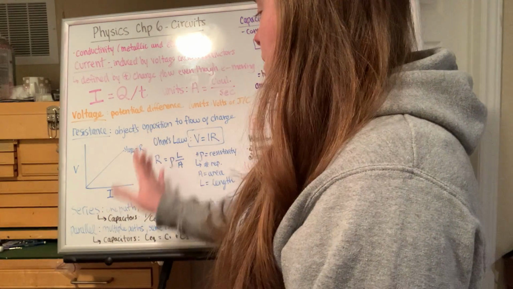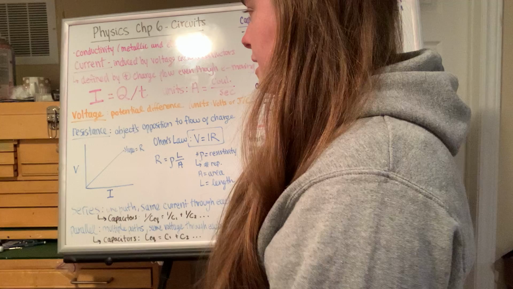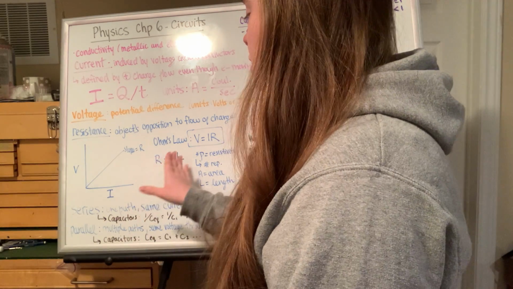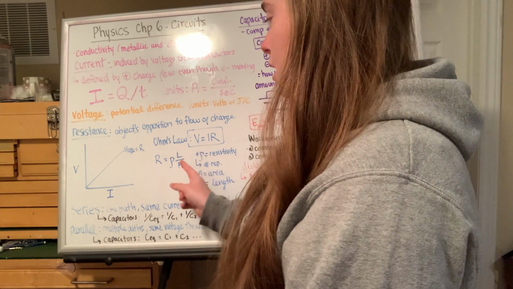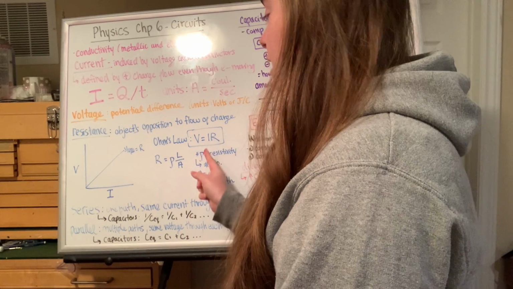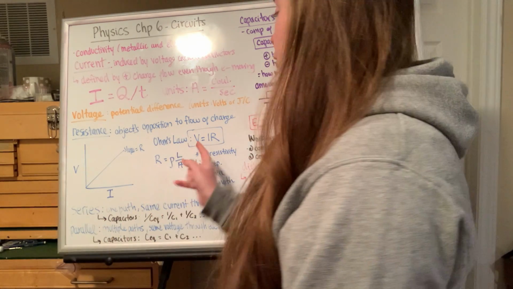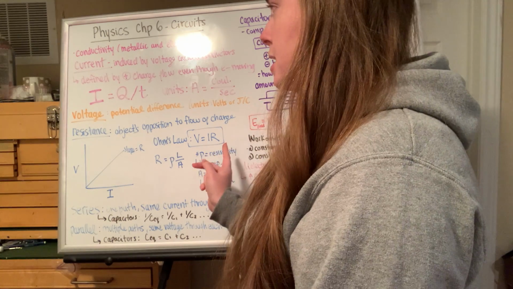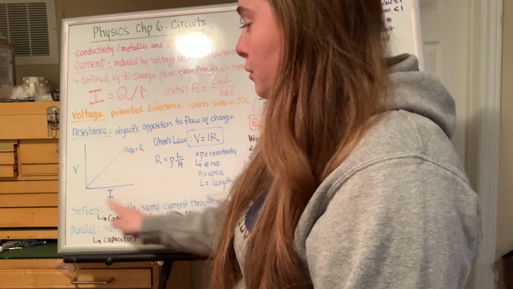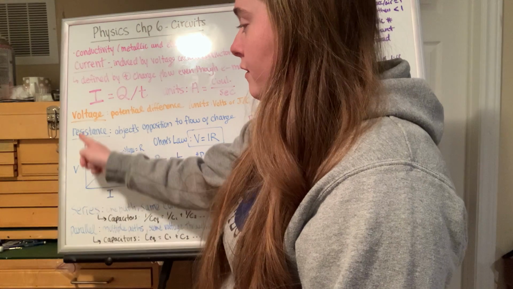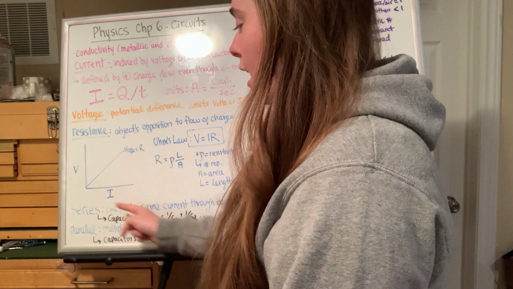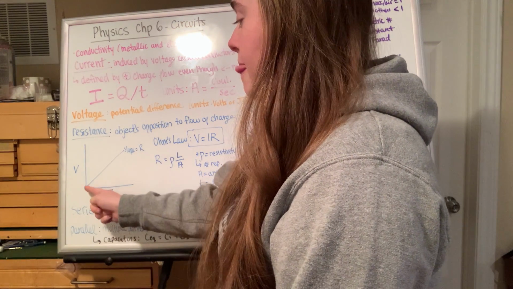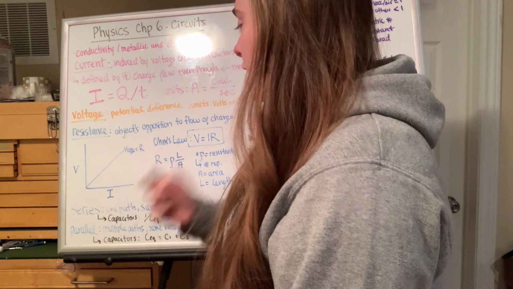So tying all these things together, we get Ohm's law. What Ohm's law says is that V equals IR, which means the voltage equals the current times the resistance. If we look at the graph here, we can see the voltage on this axis, the current on the x-axis, and this slope here is actually defined by R.